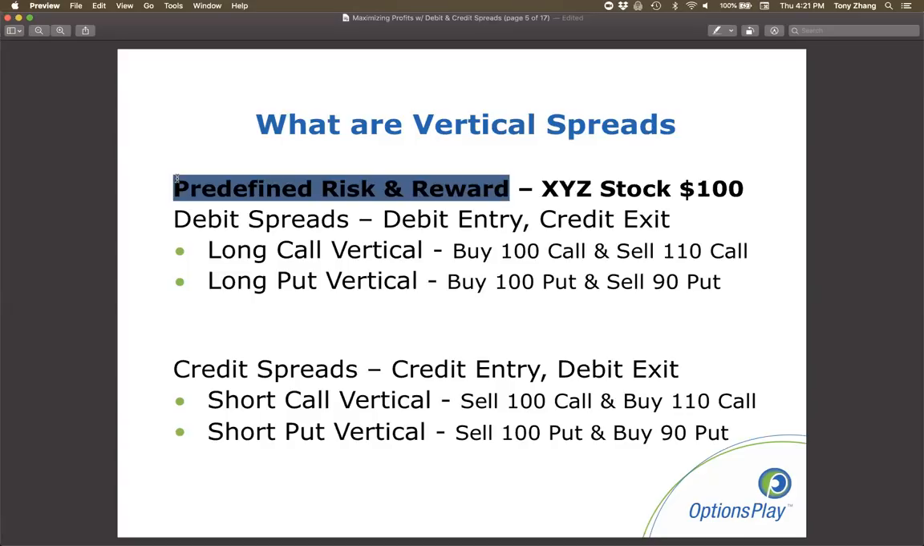So that's one of the key things that I think makes trading vertical spreads, in my opinion, a little bit more attractive than trading a lot of other strategies where you may not know what the potential outcomes are before you get into that trade.